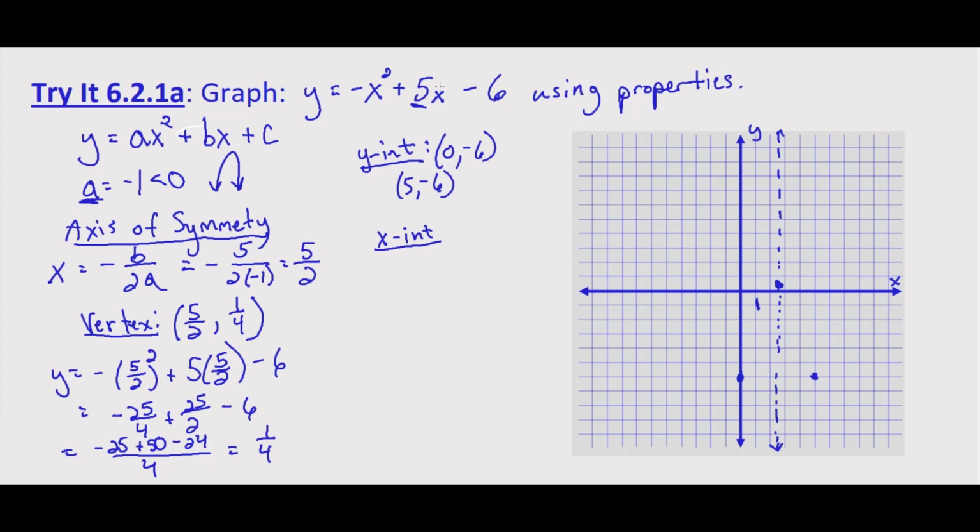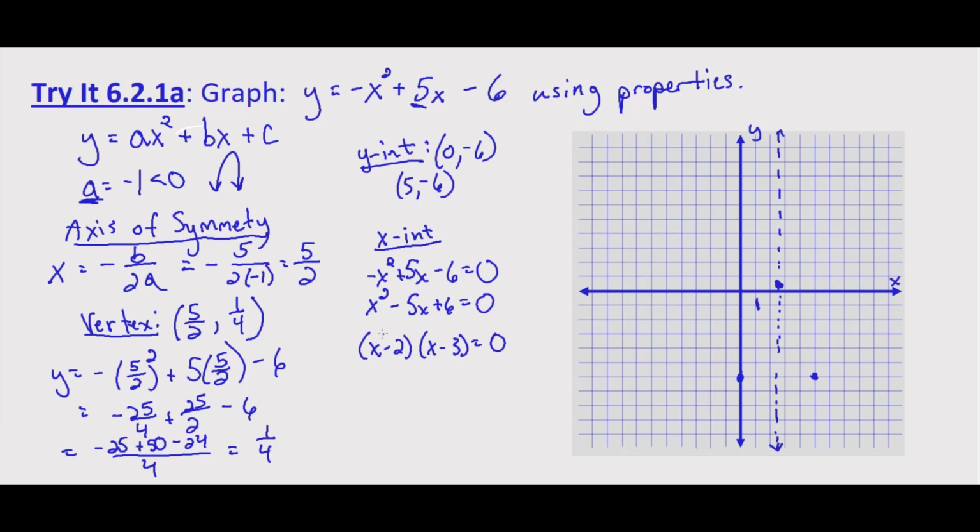Remember, that's when y equals 0. So we have -x² plus 5x minus 6 equals 0. Let's go ahead and get rid of that negative leading coefficient. Divide both sides by -1, and we get x² minus 5x plus 6 equals 0. And now we're wanting to know, are there any two numbers that multiply to 6 that add to -5? So they're both going to be negative, and it would be 2 and 3. x minus 2 times x minus 3 equals 0.